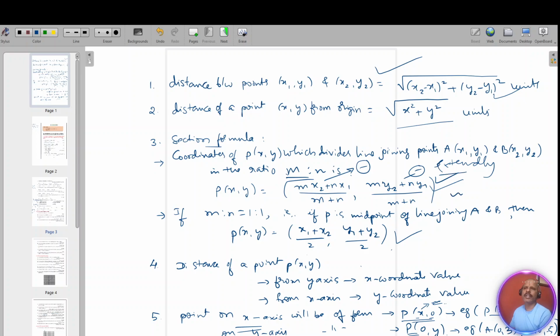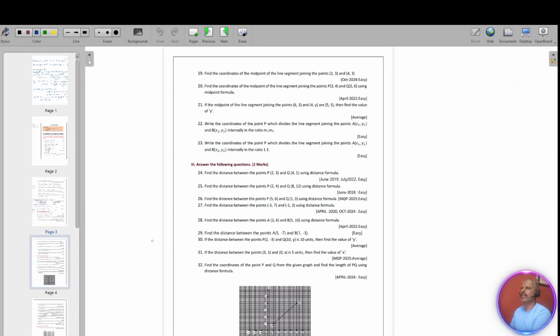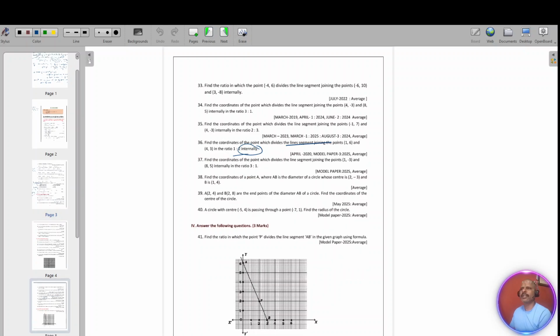External division. This is internal division only. In the ratio internally. We have scope for internal division only. Don't worry about this internal word. Just use the section formula.